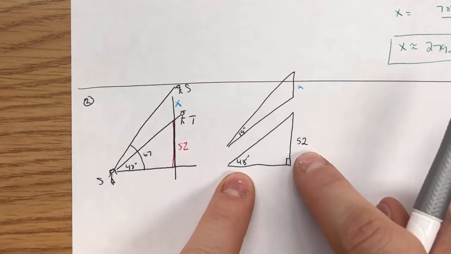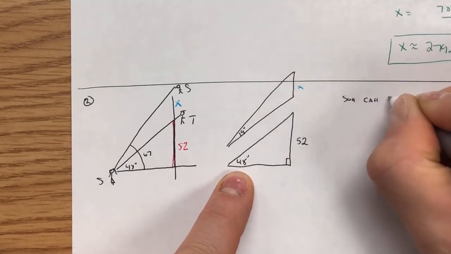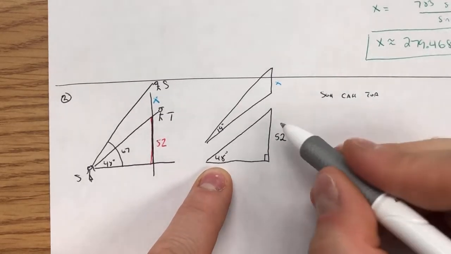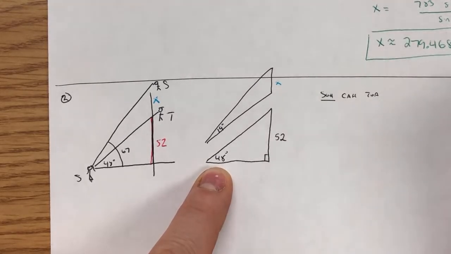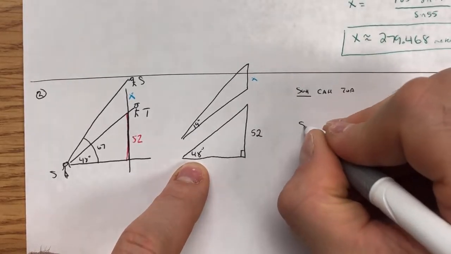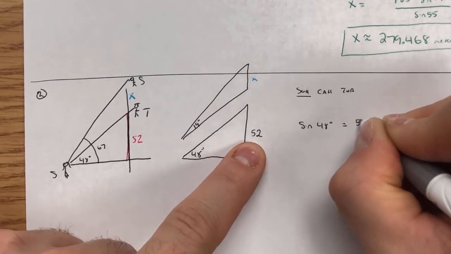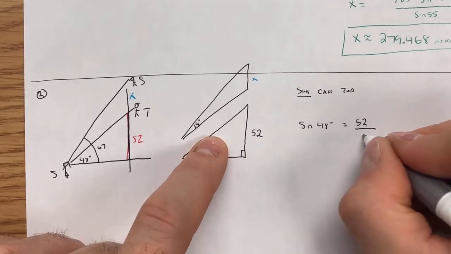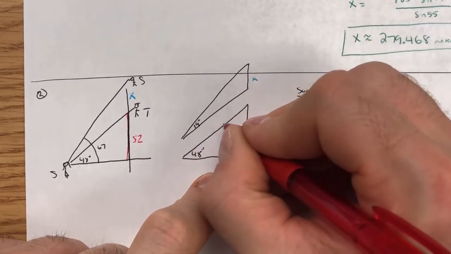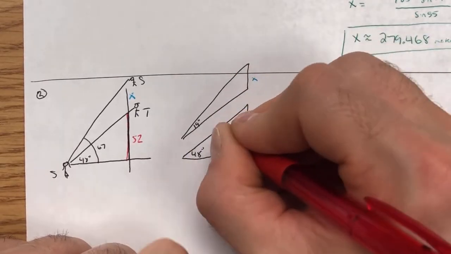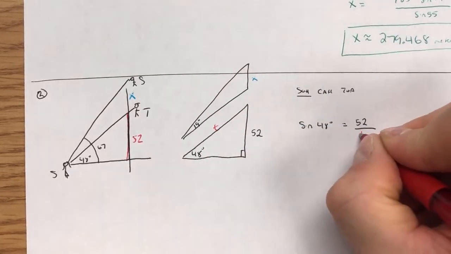I'm going to use 48 and 52. With SOH CAH TOA, I know to find out what this angle is going to be, the opposite over the hypotenuse. I'm going to be using sine. So I know that the sine of 48 degrees is equal to the opposite over the hypotenuse, which we're going to call little t because it's the distance to Thomas. So the distance over little t.